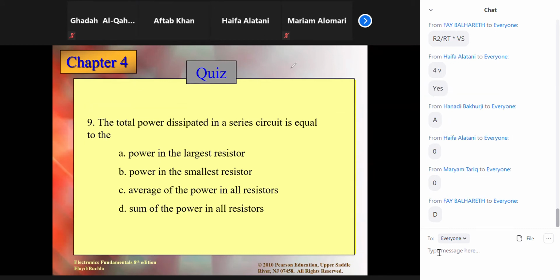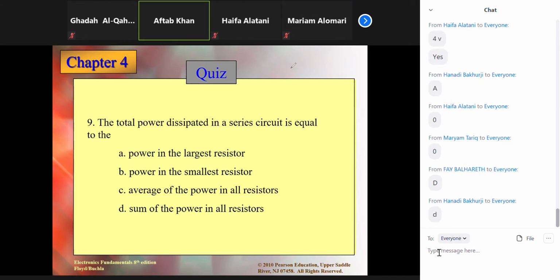D. Sum of the power in all resistors. Yes, correct. We have seen already these things earlier. So it is basically a sum of all the parts. It's not an average. It's not a smaller or larger. It is a different thing. Power in small resistors. So it is what? Sum of power in all resistors. Correct.